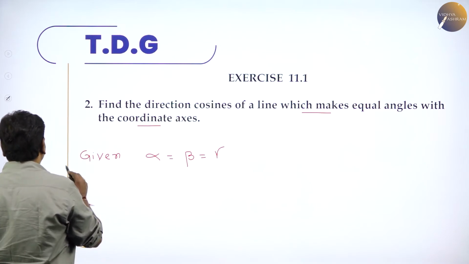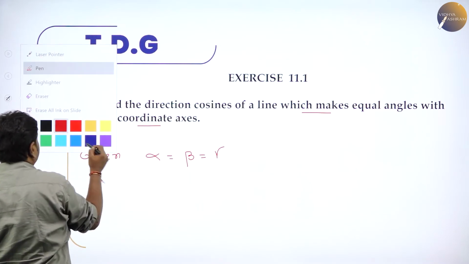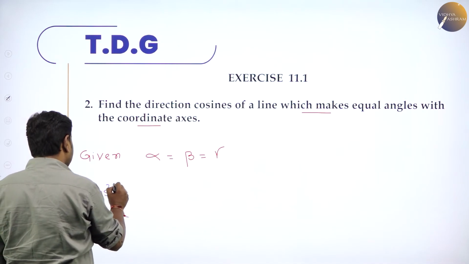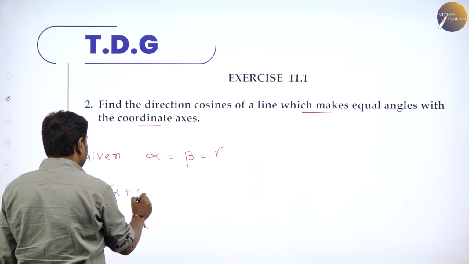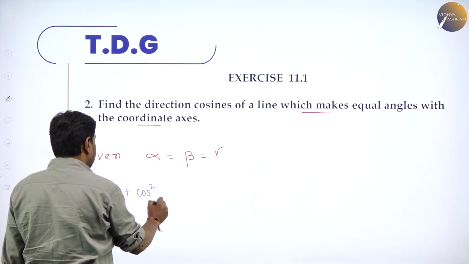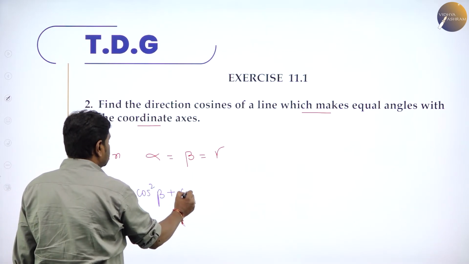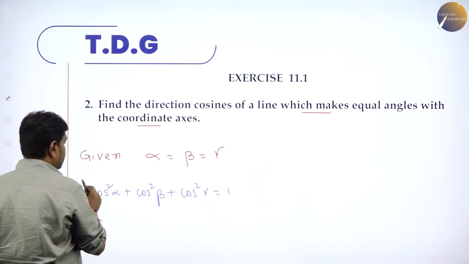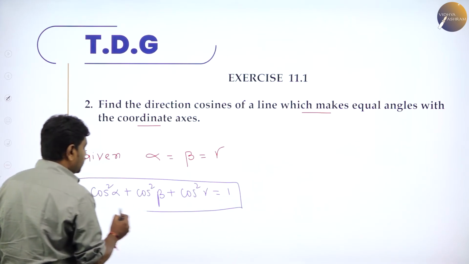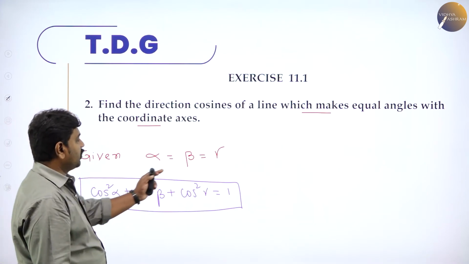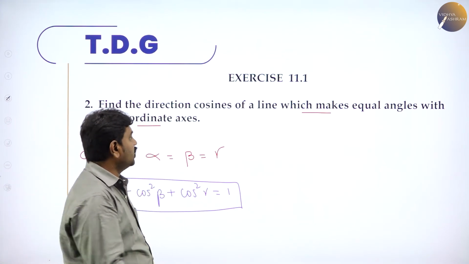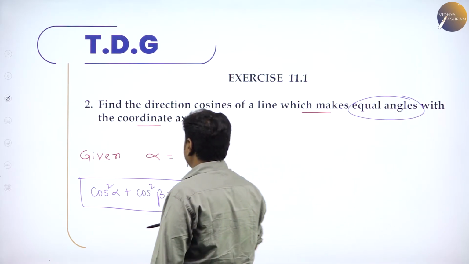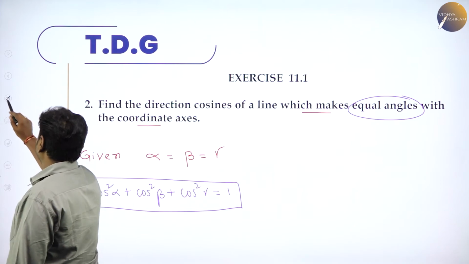We have an important relation, so you should know this relation. What is the relation? The sum of the squares of the direction cosines: cos square alpha plus cos square beta plus cos square gamma is always 1. So this relation helps you to solve. They gave alpha, beta, gamma equal because they told us it makes equal angles. So whenever a vector makes equal angles, alpha, beta, gamma are all equal.